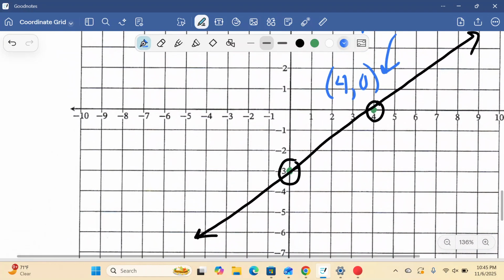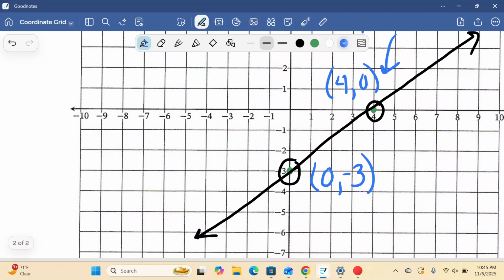If you look at this, it does cross my y-axis at, if we look at the x is 0, so I'm going to write this in blue, (0, -3). And as you can see, this is called my y-intercept. So looking at this, this is called right here my y-intercept. Why is it called y-intercept? Because it's the point where it crosses the y-axis. So we have our y-intercept as being (0, -3).